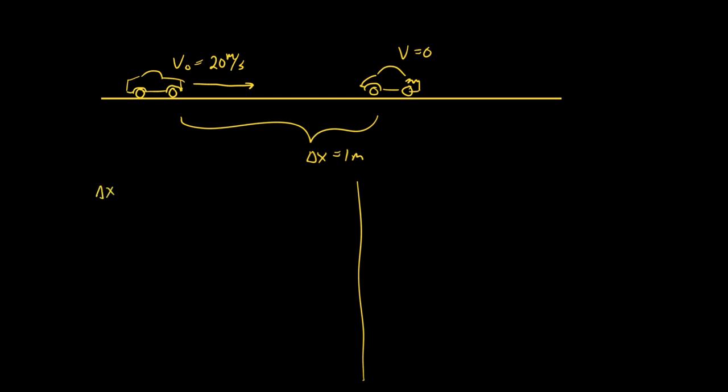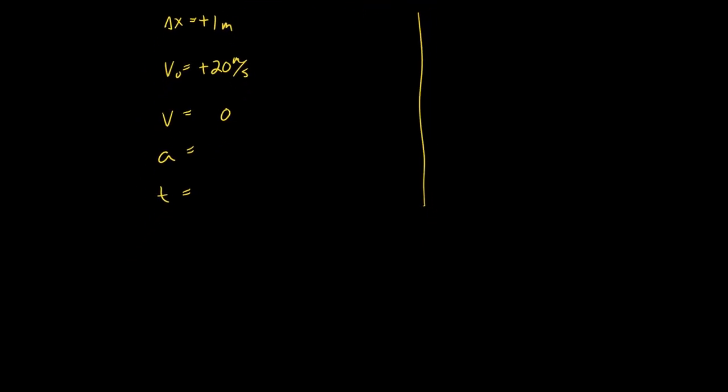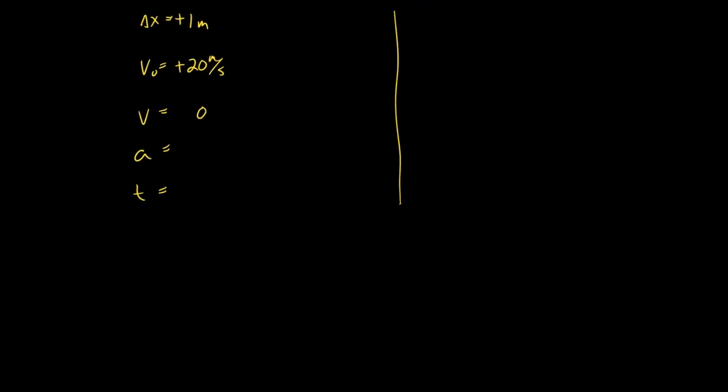So delta X is going to be 1 meter. Initial velocity is 20 meters per second. Final velocity is 0. We are looking for the acceleration and the time. We're going to do this problem twice, once with 1 meter as our displacement and once with 2 meters as our displacement. I'm going to make this the positive direction. That makes these 2 values positive. All right, we don't need the picture anymore. This will help people in the back see a little bit clearer.